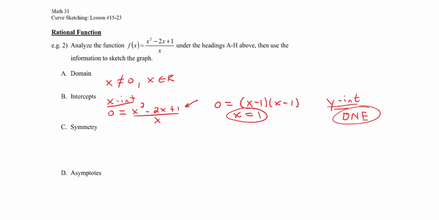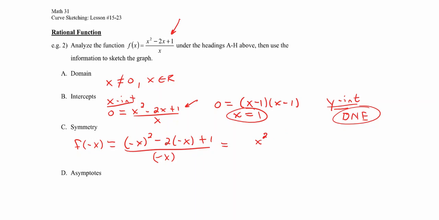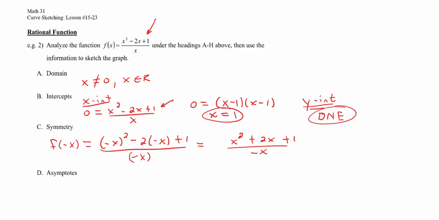All right, so symmetry. For symmetry, we're going to be plugging in f of negative x and seeing what we get. So let's do that. Plugging negative x into all of these, we get negative x squared minus 2 times negative x plus 1 over negative x. So this would be the same thing as, well, squaring that negative would be just positive x squared, a negative and a negative, make that plus 2x plus 1 over negative x. So that is neither.